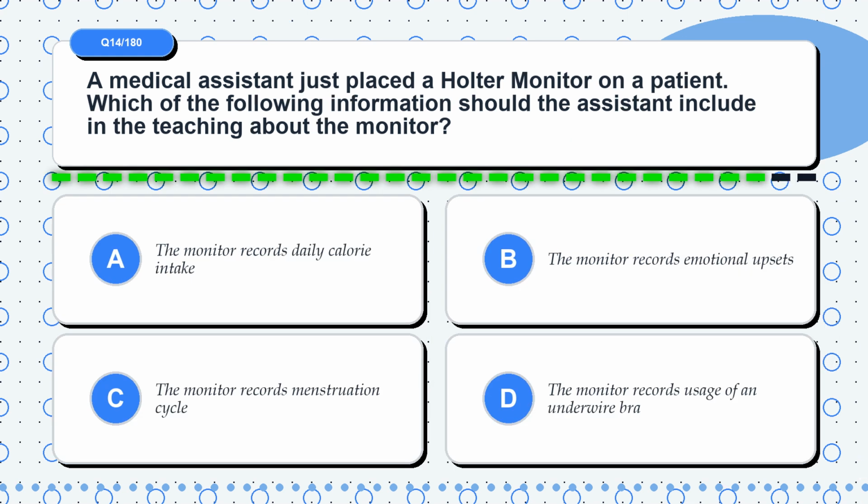Question 14. A medical assistant just placed a Holter monitor on a patient. Which of the following information should the assistant include in the teaching about the monitor? Here are the options. Option A, the monitor records daily calorie intake. Option B, the monitor records emotional upsets. Option C, the monitor records menstruation cycle. Option D, the monitor records usage of an underwire bra.